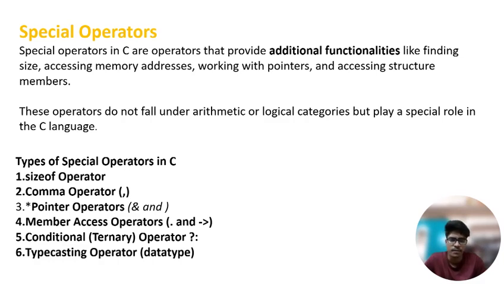Special operator. Special operators in C are operators that provide additional functionalities like finding size, accessing memory addresses, working with pointers, and accessing structure members. These operators do not fall under arithmetic or logical categories but play a special role in C language. Types of special operators in C: sizeof operator, comma operator, pointer operators, member access operators, conditional operator, typecasting operator.